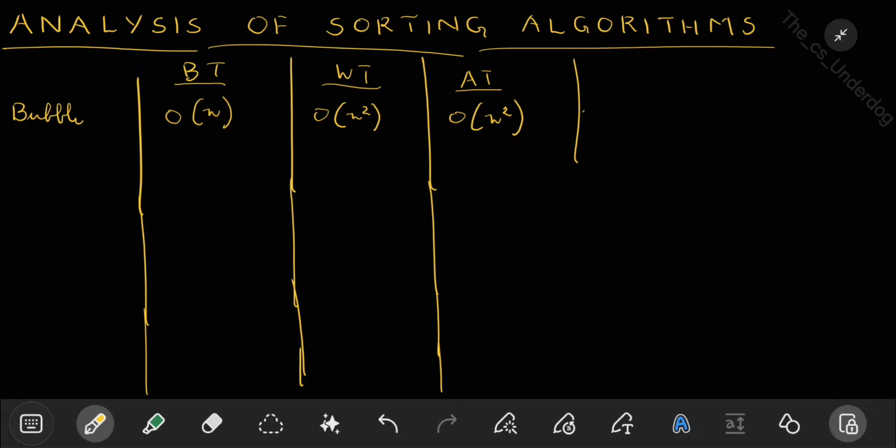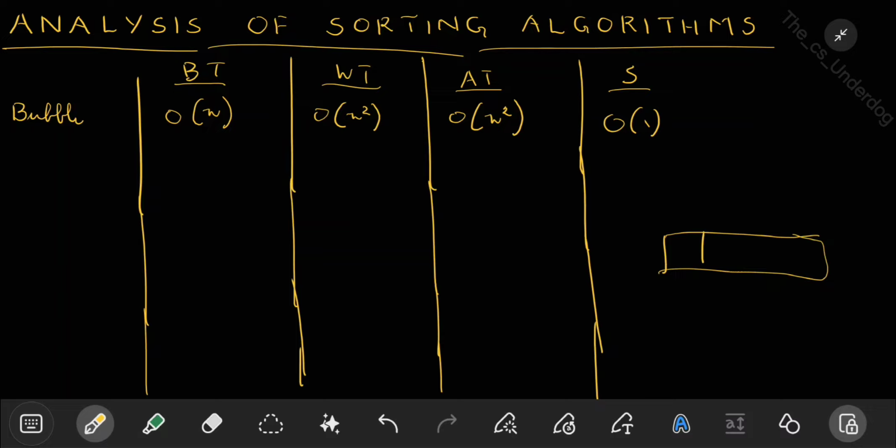What is the next thing? What about the space complexity? As far as space complexity is concerned, it is having order of 1 space complexity. Why is it order of 1? Because you are not consuming any additional space. Whatever is the array provided, you are going to do all the bubbling in that array only. That is why space complexity will be order of 1.